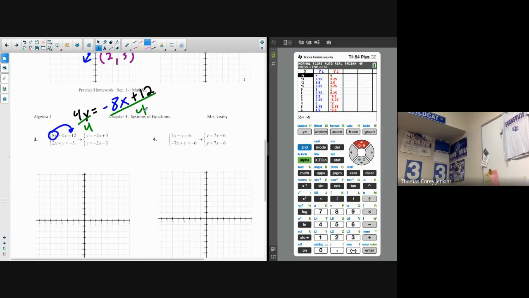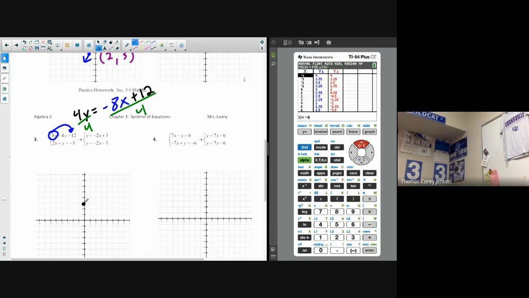Okay? And at this point, when we solve for that y, we notice we get a same slope line. If you ever get a same slope line, that's going to be a red flag. It's either going to be infinitely many solutions or no solution. So essentially these are parallel lines. We already know that.